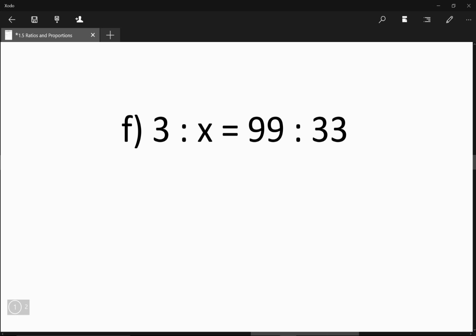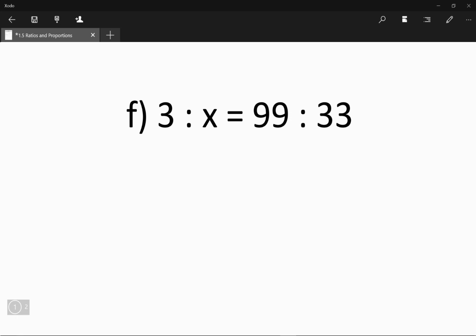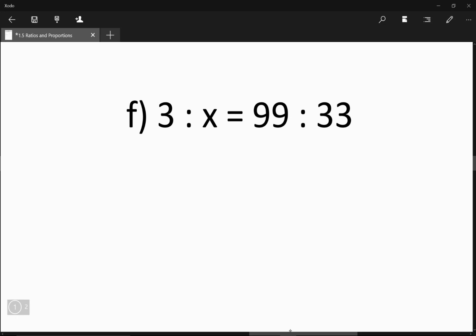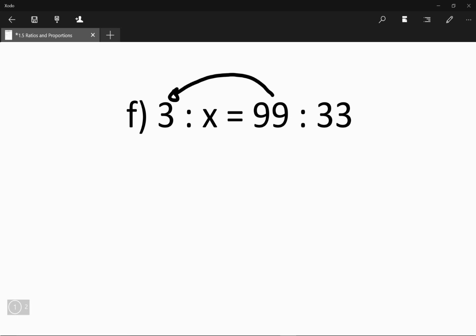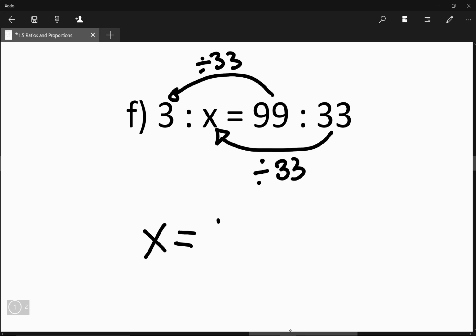And then last one on this page, 3 to x is equal to 99 to 33. So the completed ratio, 99 to 33, I'm going to just take my 99. To find 3, what do I have to do? I can't multiply, I have to divide. So divide by what? Well, if I divide by 33, I'll get 3. Okay, so if I divide that by 33, then I have to divide this pair of numbers by 33. So 33 divided by 33 gives me x, and so x is equal to 1.